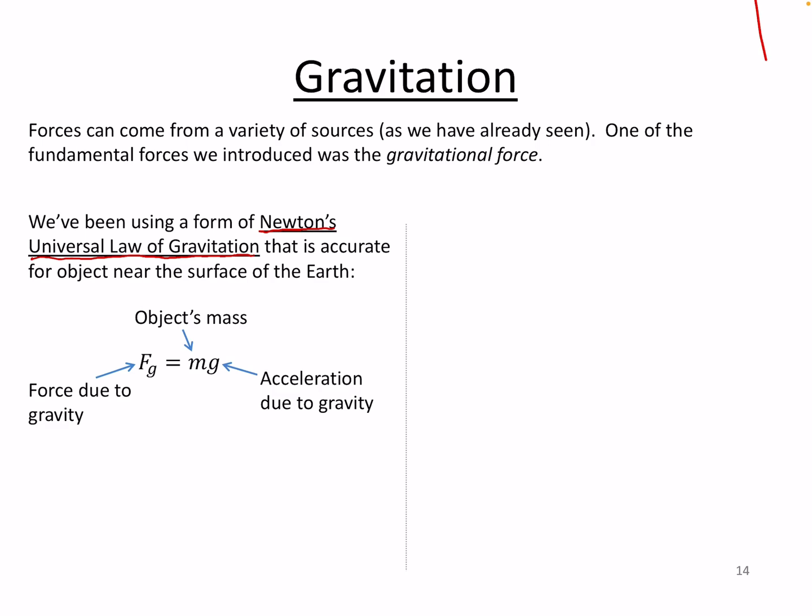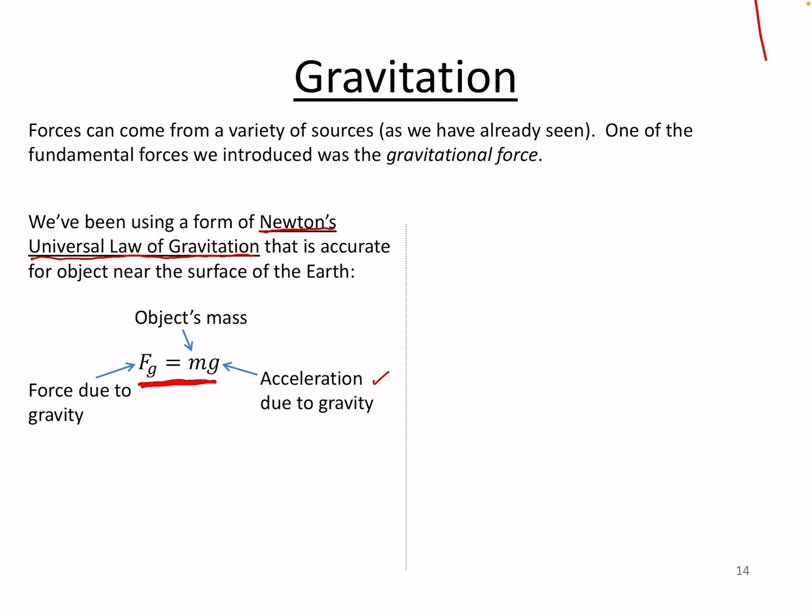Okay? And here it is, right? F sub g, the force due to gravity on an object, is equal to the object's mass times the acceleration due to gravity. And we just plunk down 9.8, sometimes 9.81 if we're feeling particularly accurate, meters per second squared for the acceleration due to the gravity of the Earth. And we recognize that that's not a universal constant because, one, I've told you it only applies near the surface of the Earth.